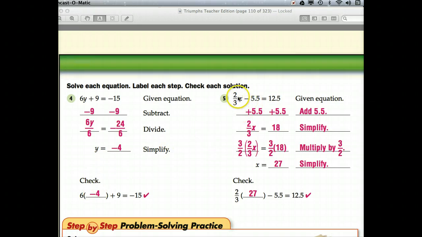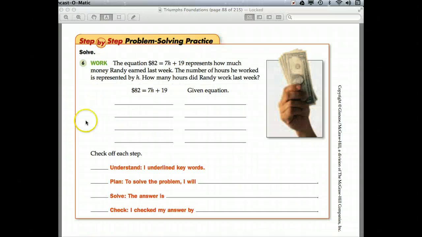On this one, we're not going to worry about the fraction for a little bit because we've got to add 5.5 to both sides. Then we're going to multiply by the reciprocal of 2/3, which is 3 over 2. And whatever we do to one side, we do to the other. So x is equal to 27, and that's done because we're simplifying. Substitute a 27 in for x in your original equation, and it does check. Good job.